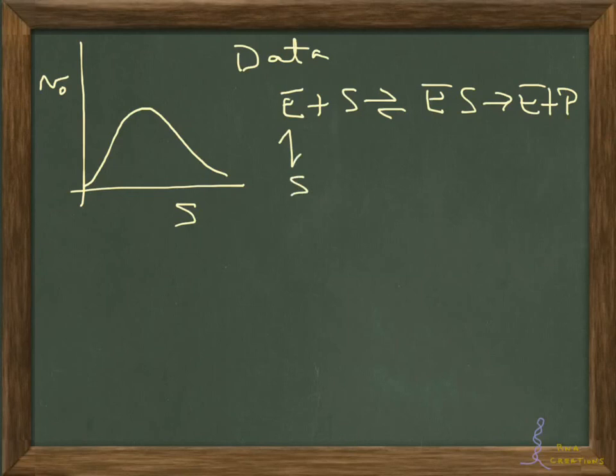This didn't do it. But we know it's coming from S. Where else could S bind besides to free E? To ES. And without doing any math, do you feel like that might lead to that result?